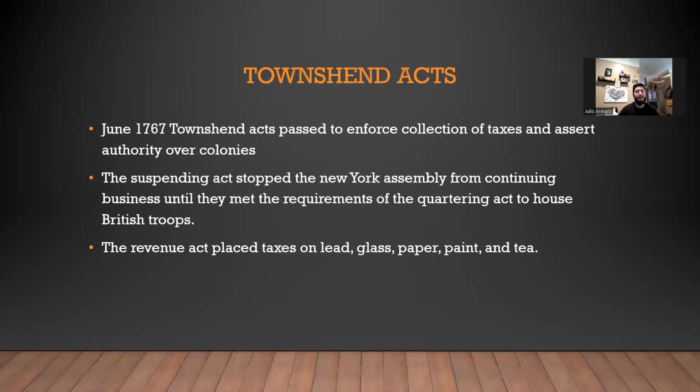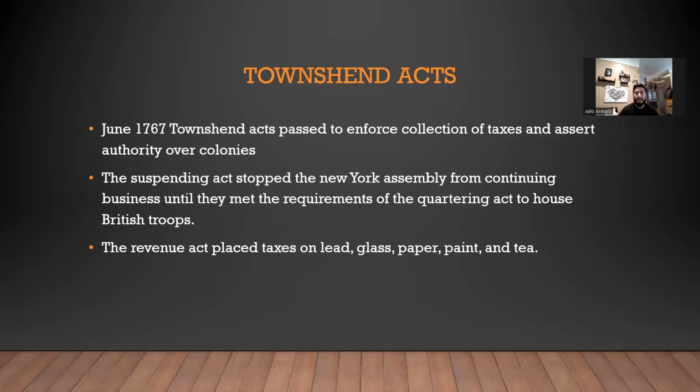And with how things were playing out with the Stamp Act, the Townshend Acts were passed in June of 1767. This was to enforce the collection of taxes and Britain's authority over the colonies. Just, hey, we need to generate these revenues and we're going to do whatever we need to do to get that from you guys. Part of these was the Suspending Act, which stopped the New York Assembly from furthering any business until the requirements of the Quartering Act were followed.